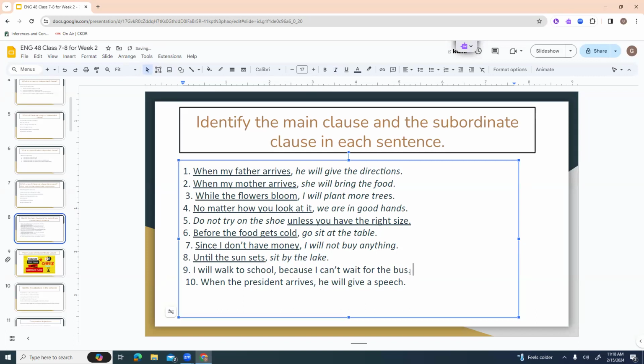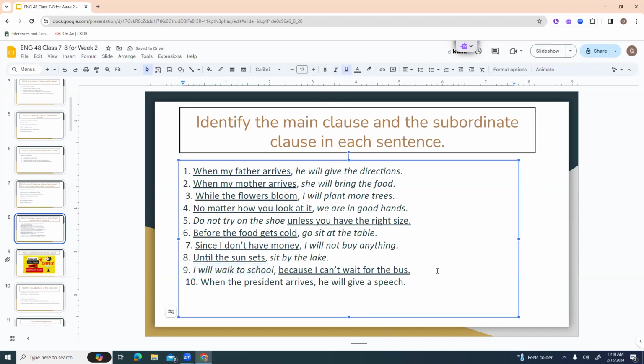Here we go. I will walk to school because I can't wait for the bus. So now, where is the subordinate clause? Because is our start, right? Because is our subordinate conjunction, which starts the subordinate clause. See how they kind of sound the same? All right, Miss Allen, you'll be proud of me. There you go. I will walk to school, and that becomes our main clause.